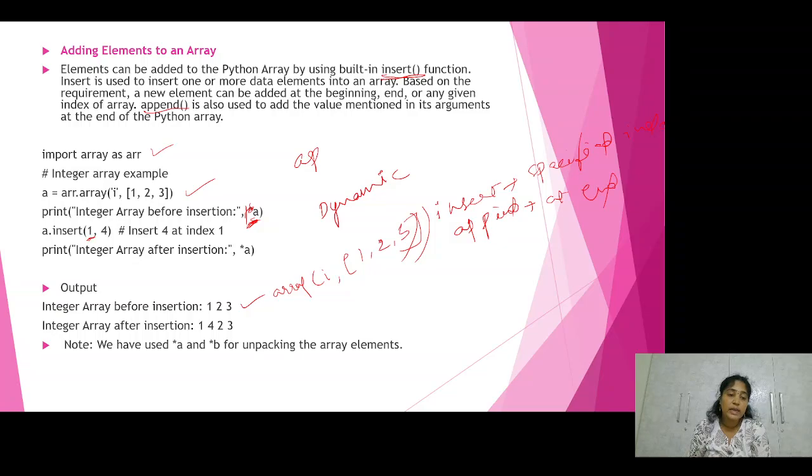You want to insert 4 at index 1. Generally your array is, let's say, indexes 0 1 2 and elements 1 2 3. Okay. Initially the elements are 1 2 3. You are trying to insert at the first index here. So it is dynamic in nature. This place it will make empty, 2 and 3 will be copied to the next position, and 4 will be inserted here. Now the new array is 1 4 2 3. Okay. We have used star A and star B for unpacking the array elements. This is packing. If you want to unpack, you have to use star A and star B.